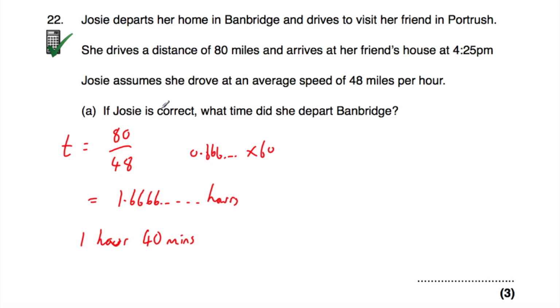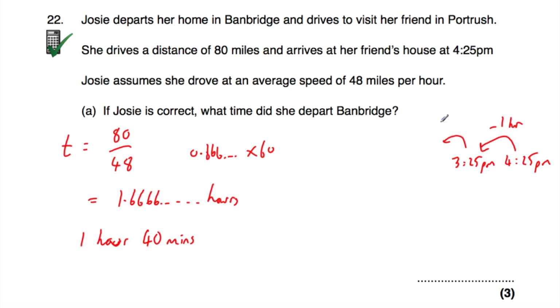Okay, now we want to know what time did Josie depart Banbridge. So let's work backwards. We know she arrives at 4:25, so that's the time she arrives in Portrush. And we want to go back 1 hour and 40 minutes. So let's go back an hour to begin with. So let's take away 1 hour. So that'll be 3:25 p.m. Then we need to go back another 40 minutes.